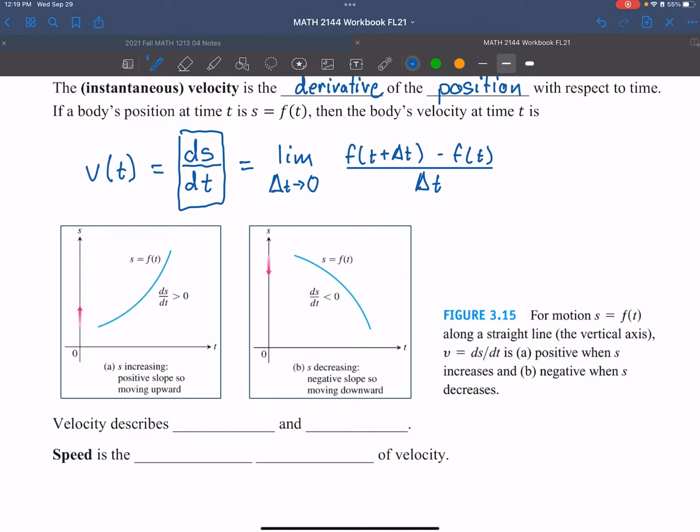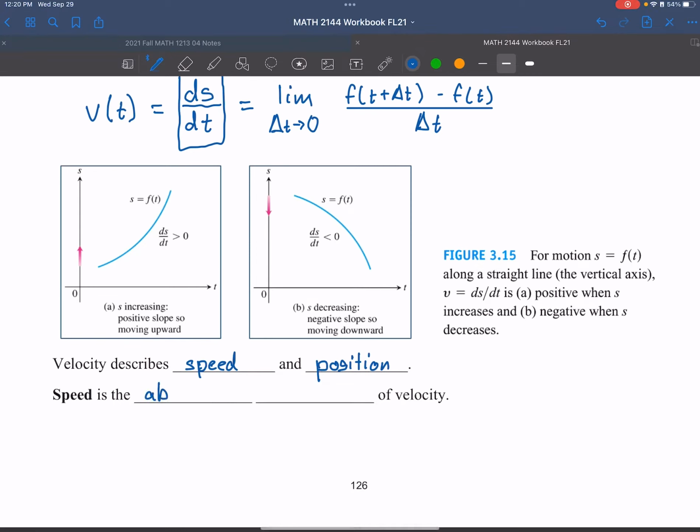Velocity describes two things, speed and position. So we want to be careful here because there's a difference between speed and velocity. Those are not technically used interchangeably. Speed is the absolute value of velocity. So you could think about speed as the absolute value of our velocity function.